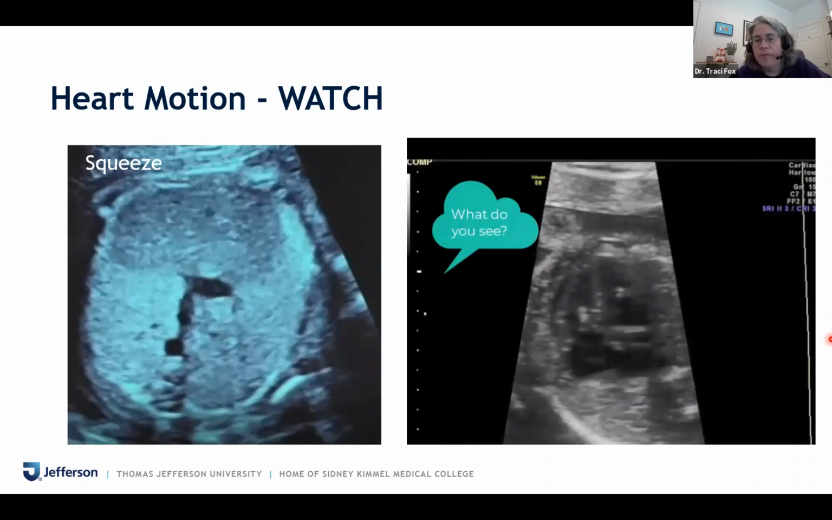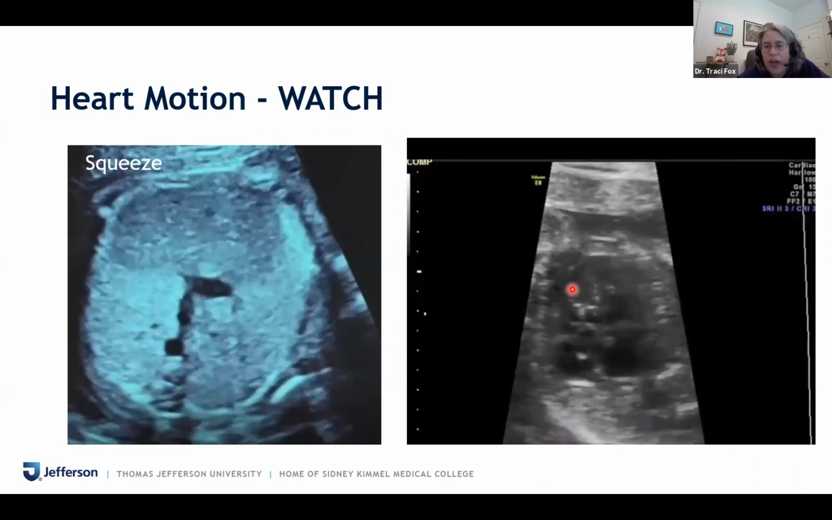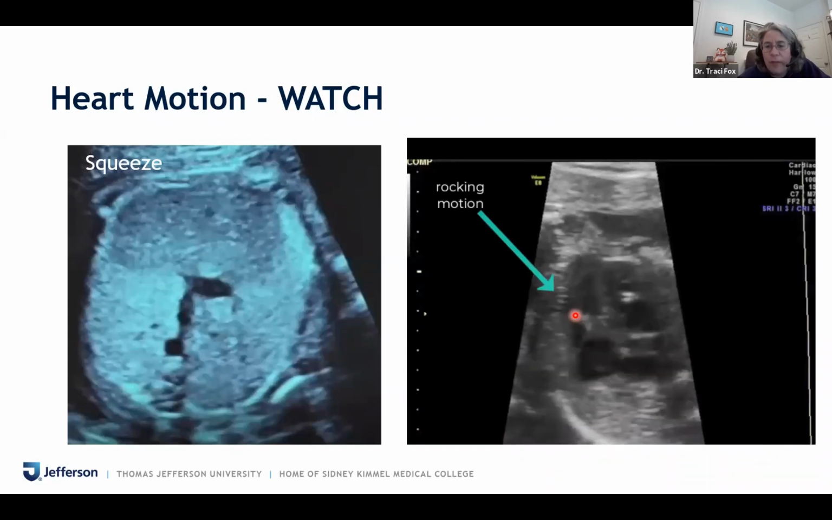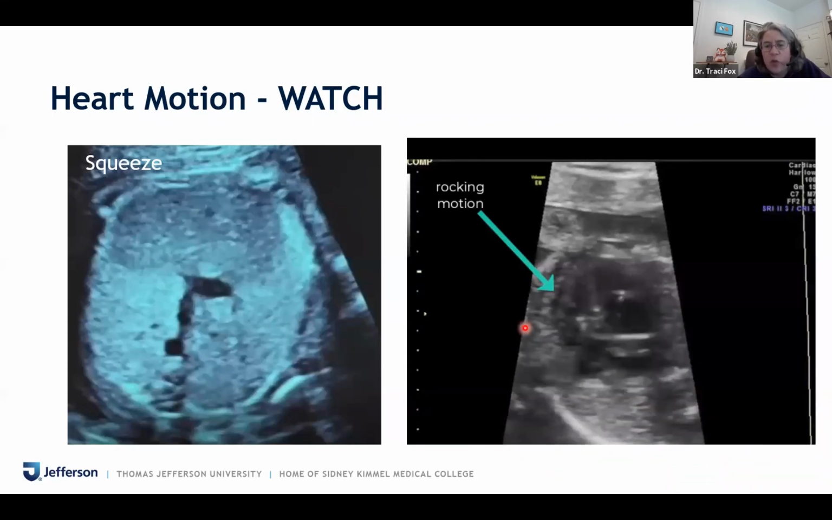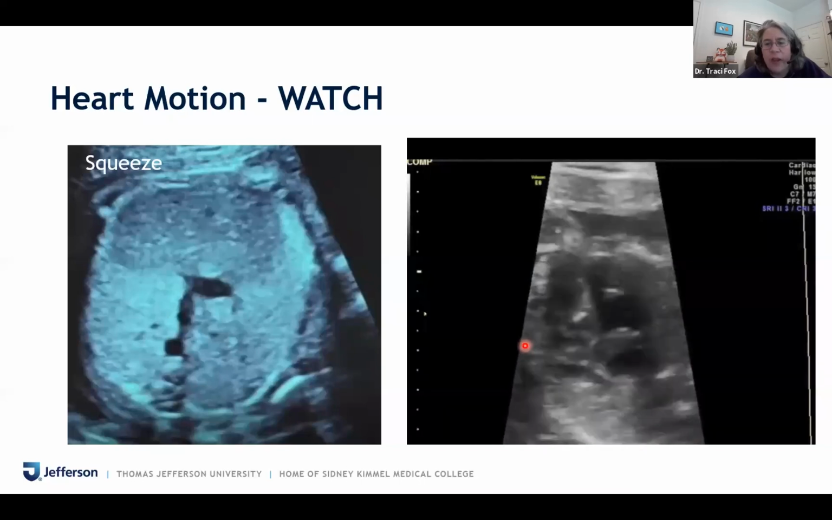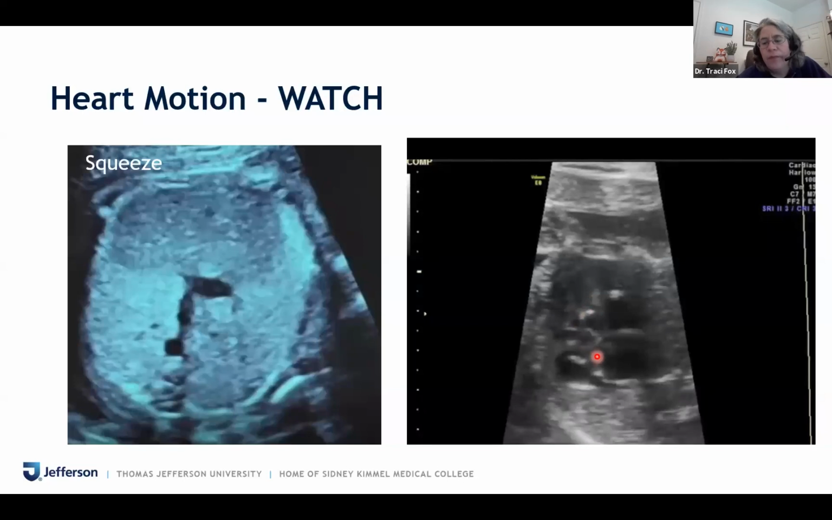What are you seeing? First of all, you see some pericardial fluid. Notice how the heart is rocking back and forth. It's actually banging left, right, left, right. The heart's not squeezing. This is a breech fetus, by the way. This is a fetus with hypoplastic right heart syndrome.